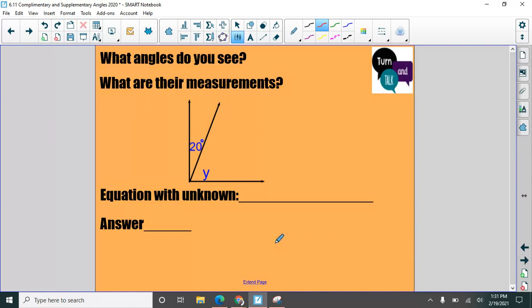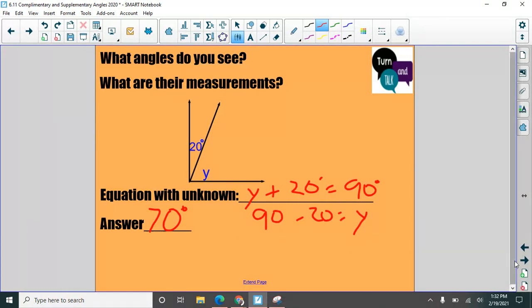All right, what should our equation be here? It should be y plus 20 equals 90 degrees, or we could subtract 90 minus 20 equals y. That one you can do in your head because you have zeros on the end. How much is that? 70 degrees. Did you just say 70? Don't forget degrees. Gotta always label that unit.